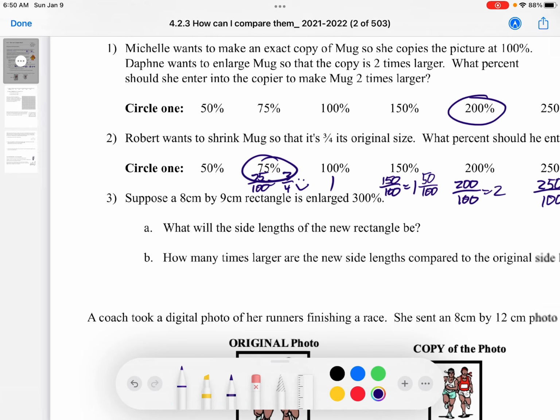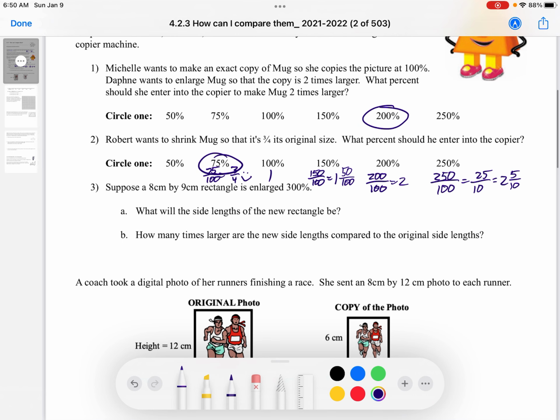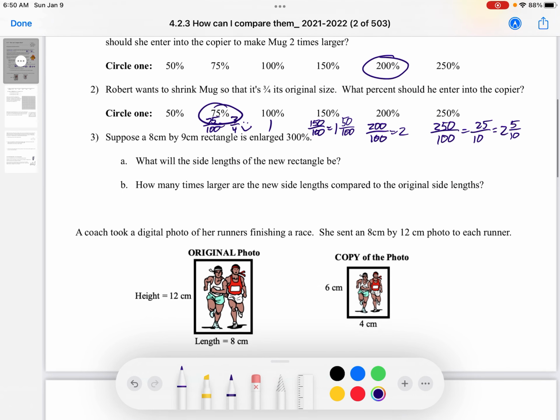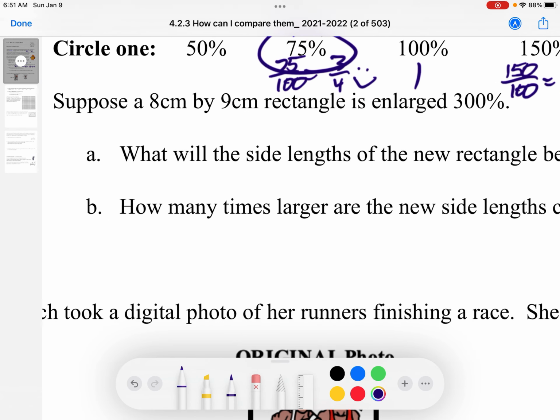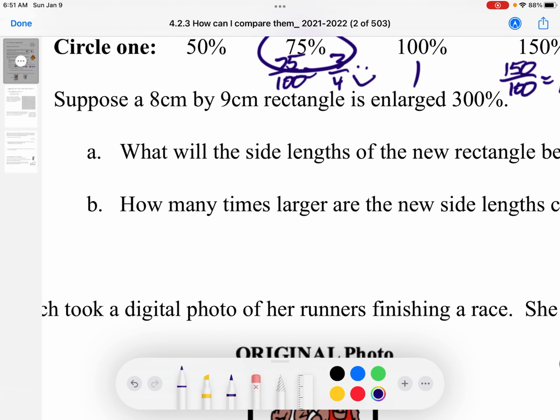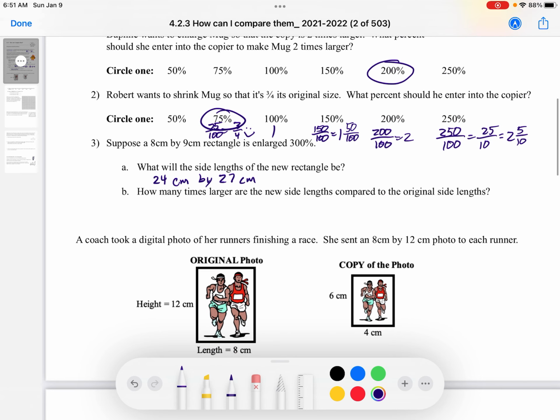There we go. Suppose an 8 by 9 rectangle is enlarged 300%. What will the side lengths of the new rectangle be? Well, 300% means it's 3 times bigger. So what would be 3 times bigger than the 8? We would have 24 centimeters by... What's 3 times the 9? That'd be 27 centimeters. How many times larger are the new side lengths compared to the original? Well, that's 3 times larger, isn't it?